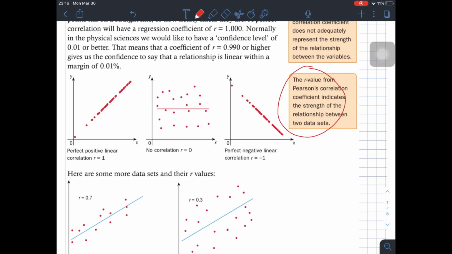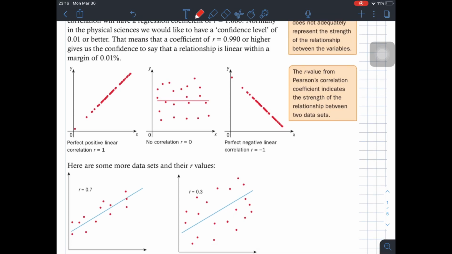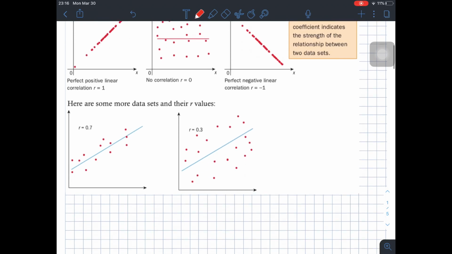Then it says here, the R value from Pearson's correlation coefficient indicates the strength of the relationship between two data sets. So when we're analyzing two pieces of data, if we want to prove that they are really connected or correlated, we would like to get values of R approximate to 1 or to -1 in order to say that there's a strong correlation between the variables, okay? If we get a value which is near 0, then that would mean that there's a weak or that there is no correlation between the variables.